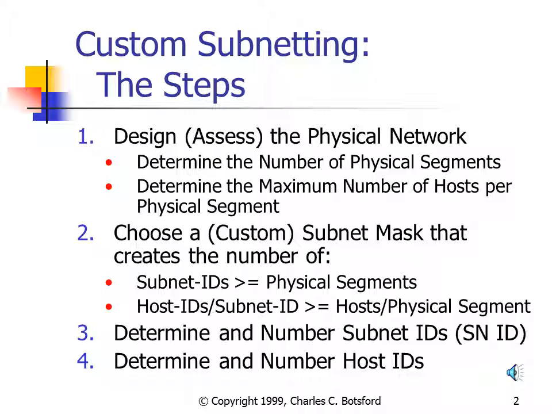Now, step 2 is to choose a subnet mask, actually a custom subnet mask, that creates a number of subnet IDs that is greater than or equal to the number of physical segments, and also the custom subnet mask must give us a number of host IDs on each physical segment that is greater than or equal to the actual number of hosts on each physical segment, because we always have to match the software, that is the numbering of the IP addresses, to the physical segments.